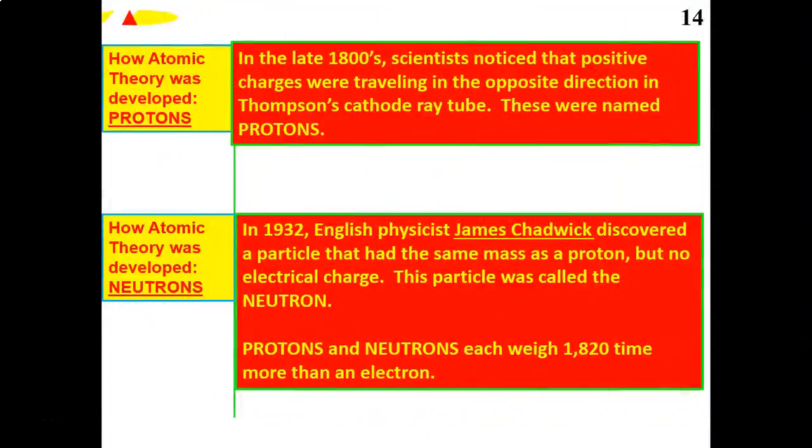In the late 1800s, scientists noticed that positive charges were traveling in the opposite direction in Thomson's cathode ray tube, and these were named protons. In 1932, English physicist James Chadwick discovered a particle that had the same mass as a proton, but no electrical charge. This particle was called the neutron. So protons and neutrons each weigh about 1,820 times more than an electron.